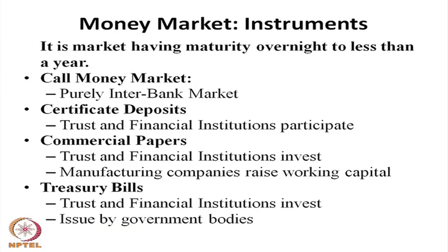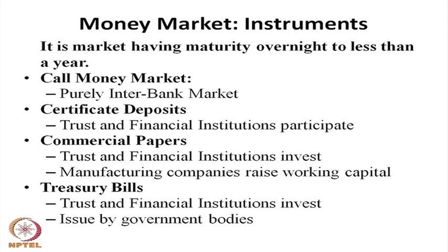As I mentioned in the earlier session, the money market has maturity from overnight to 15 days, maybe less than 1 year, and also less than 1 year in some other segments of the money market. However, the call money market is less than 14 days. So the money market has maturity from overnight, that is the call money market, to less than 1 year, that is treasury bill, commercial paper, and certificate deposit.